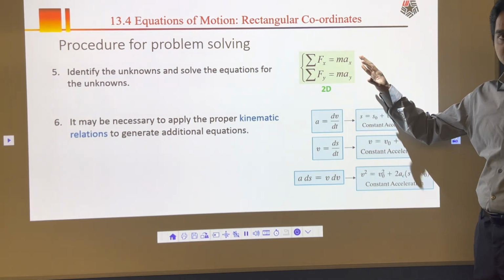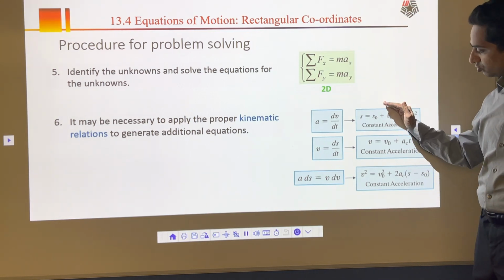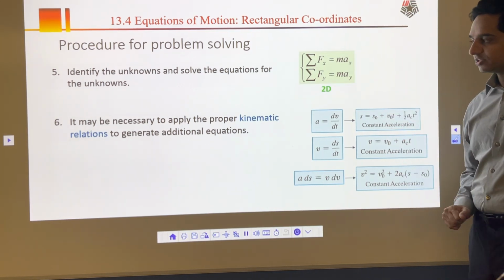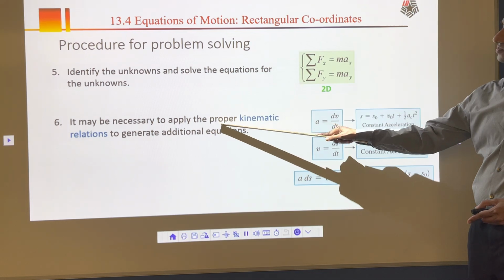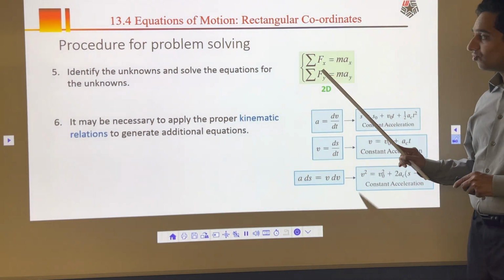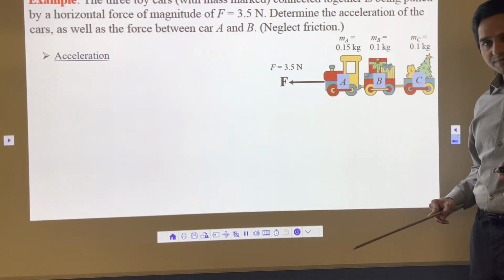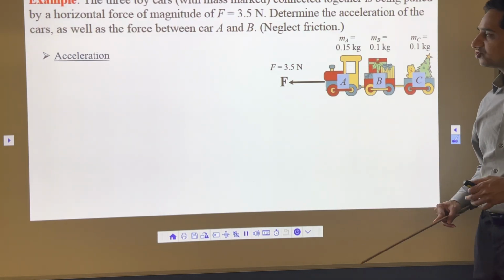Once you solve this one, this will become a chapter 12 problem, and then you follow the chapter 12 process and use this equation to solve the problem. So that's your step 6. So these are the steps that we follow when we solve these problems. Now let's jump directly to the problem and try to solve it.